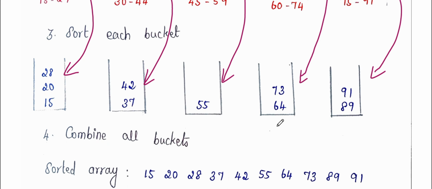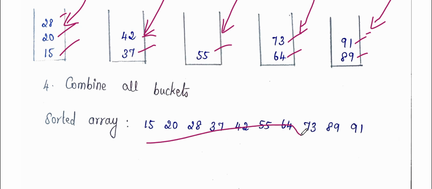After sorting, we combine all the bucket values from bottom to top. First 15, 20, 28, then 37, 42, then 55, then 64, 73, then 89, 91. We combine all the elements from smallest value to highest in sorted manner. Combine all the buckets, and finally we get the sorted array.